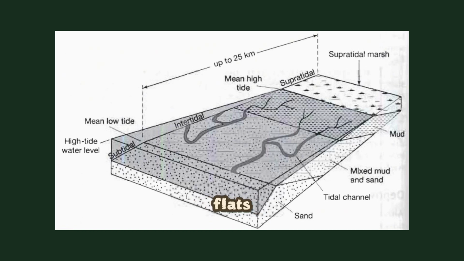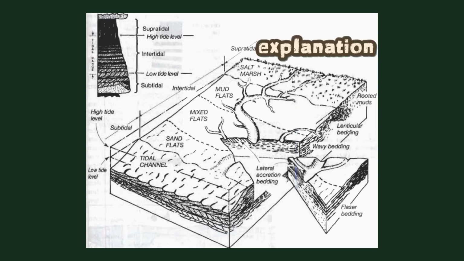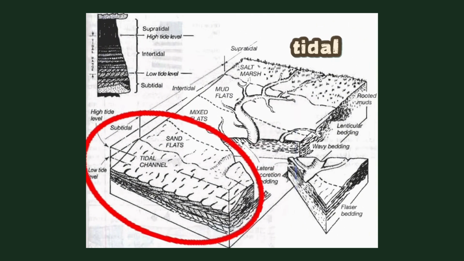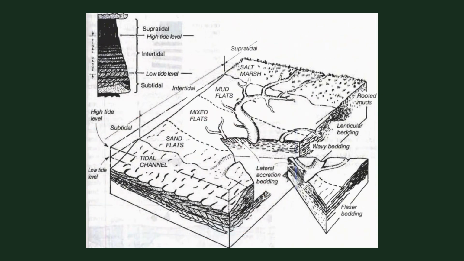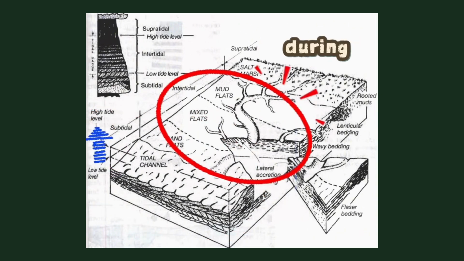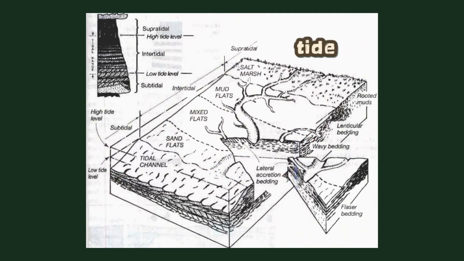levels on tidal flats. For further explanation, this figure shows a tidal flat area, which is a flat land near the sea affected by tides. The land is divided into zones based on how often they get covered by water. As I said earlier, there are 3 zones: the subtidal zone, which is always underwater; the intertidal zone, underwater during high tide, exposed during low tide; and the supratidal zone, above high tide, only flooded during storms.